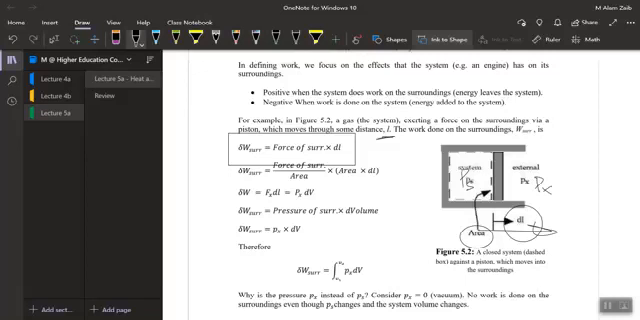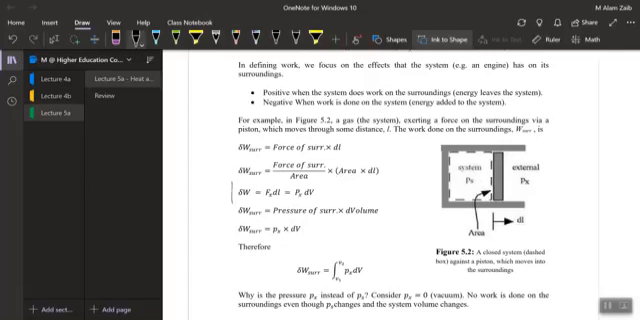Let me divide by the area and multiply by the area. That means force of the surrounding per unit area, and area into dl. Force per unit area would be pressure, and area into displacement would be volume. So my new definition of the work done would be the pressure into the volume change. So that would be something like this.